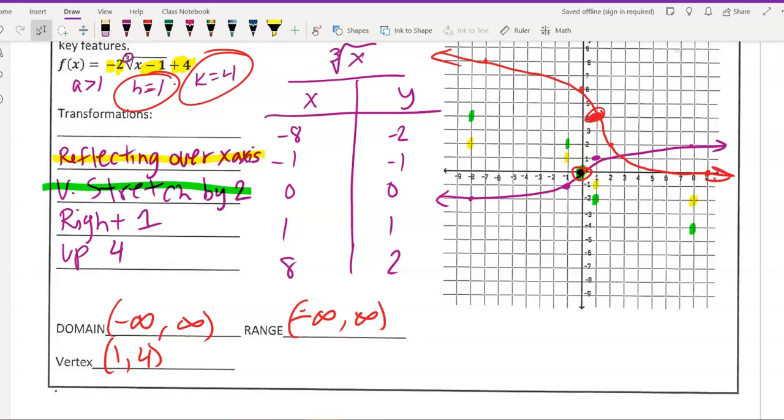Okay, if we wanted to do the table, x plus 1, because that's the h, y is times 2 and plus 4. All right, so -8 plus 1 is -7. Now we have 0. Now we have 1, 2, and 9. All right, y, everything times 2 and plus 4.